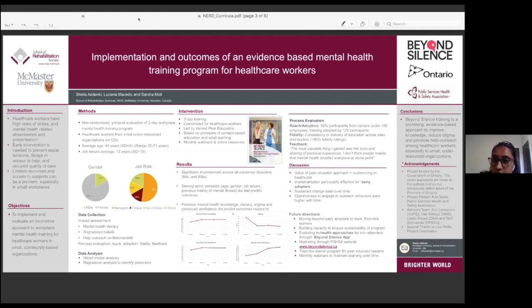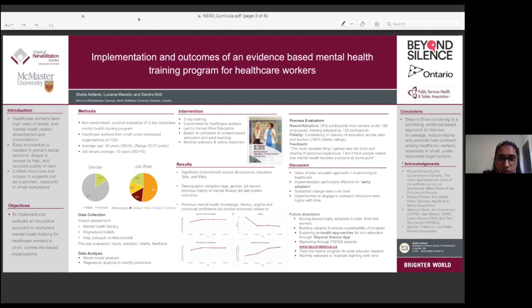And the opportunities to engage in behaviors were higher with time. So you can see that in the bottom right graph, where there's an increase from baseline to 3 months to 6 months and at the follow-up. And you can also see that the stigma was reduced over time.